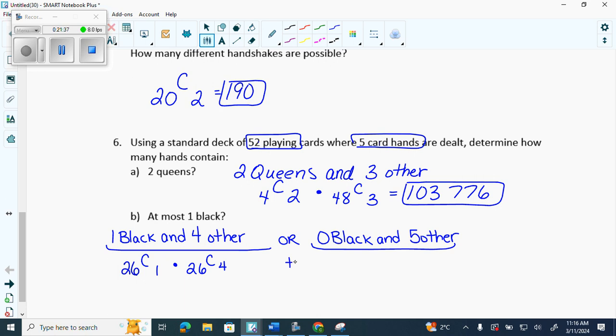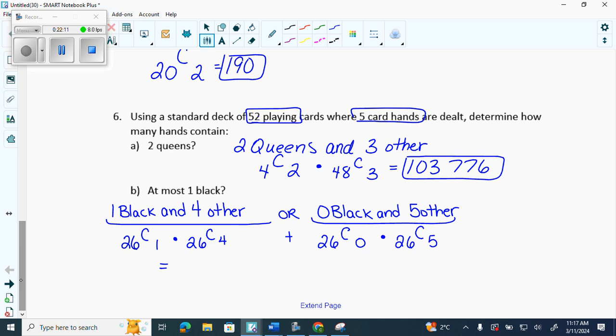Plus 0 black. Do I have to show 26C0? I don't have to, but could I show 26C0? Yes. That's just 1. How many ways can I take 26 and choose none of them? I just go, no thank you. One way, right? So you can show that case or not. It's multiplying by 1. And 26C5. And what do we get? 4, 5, 4, 4, 8. Sorry, try again. 4, 5, 4, 4, 8, 0.